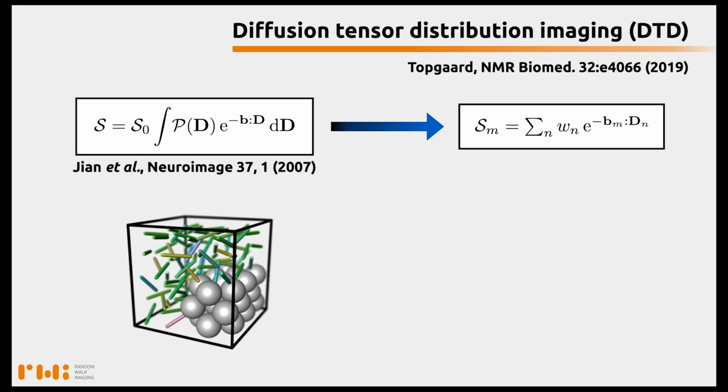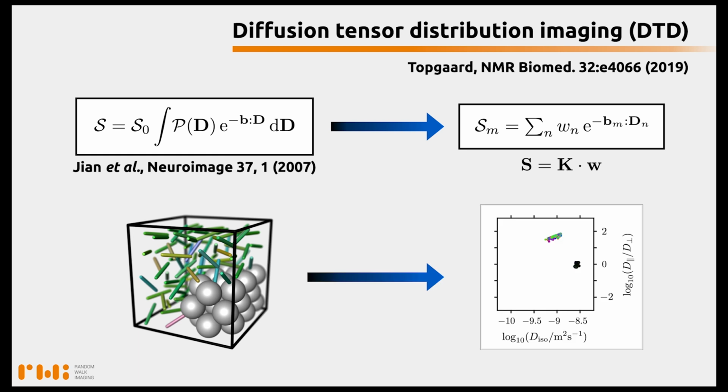This equation can be rewritten in a more compact way. Here you have the column vector of signals, the column vector of weights Wn, and this is the kernel matrix whose matrix elements are given by this exponential decay. In this framework, the voxel content that is shown here translates in terms of this distribution of points that I showed you earlier.